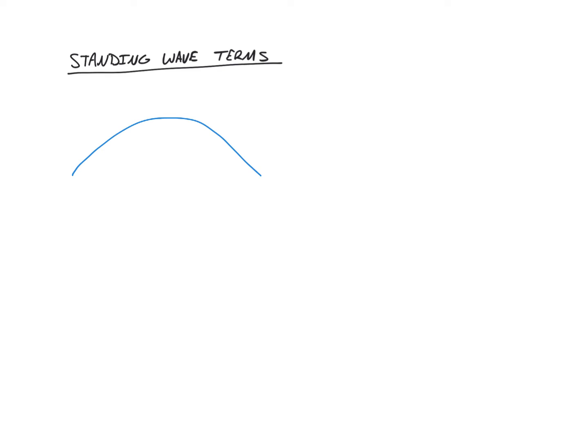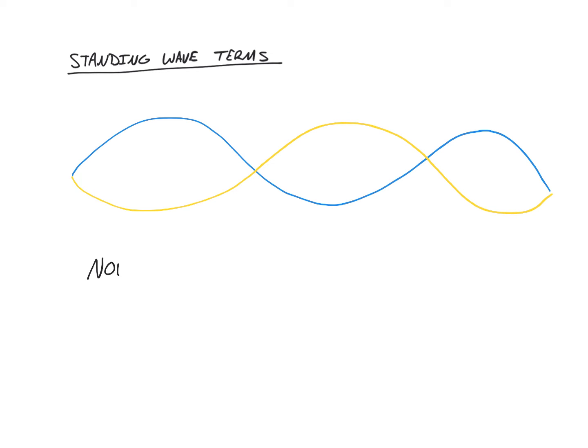Two of the main terms we're going to talk about are nodes and antinodes. So consider a standing wave, and I've drawn this with two different colors to imply that there are two waves, or more, blending together to produce the standing wave pattern that you see. There's a node and an antinode. The nodes are the parts of the wave that appear to be in place. They appear to be standing still in the middle without any amplitude change.